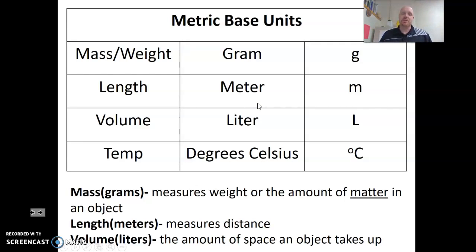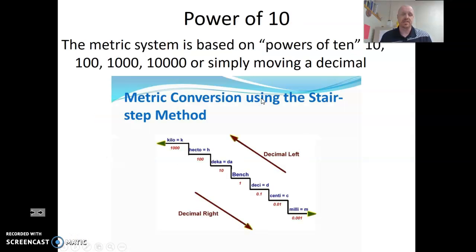Everywhere else in the world uses the metric system, and it's based on the units of 10. Mass and weight are grams, length is meters, volume is liters, and temperature is in Celsius. On the bottom here, it says mass measures the weight of the amount of matter in an object. Length measures the distance, and then volume is how much space an object takes up. And these will matter a little bit in definitions and stuff when you take the test. So make sure you know those units of volume and stuff like that.